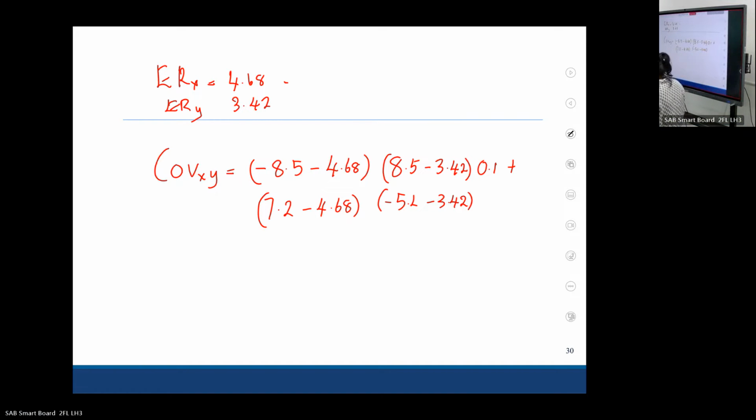And probability 0.2, plus. In the third state of the economy, forecasted return of stock X 6.5, deviation from its expected return. Forecasted return of stock Y 4.3, deviation from its expected return 3.4.